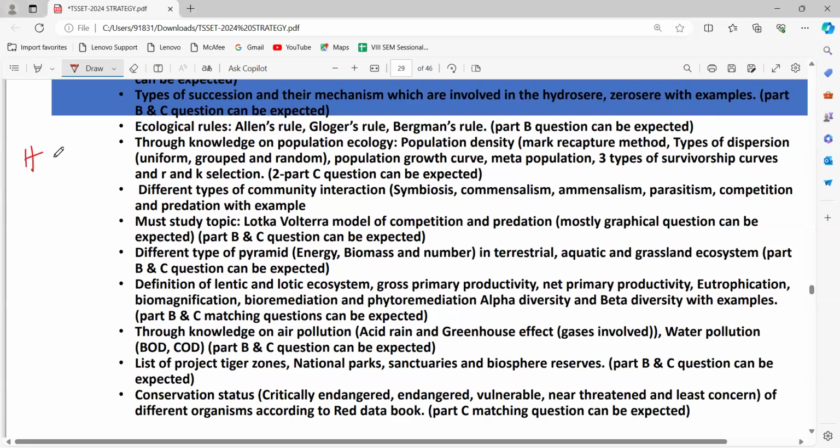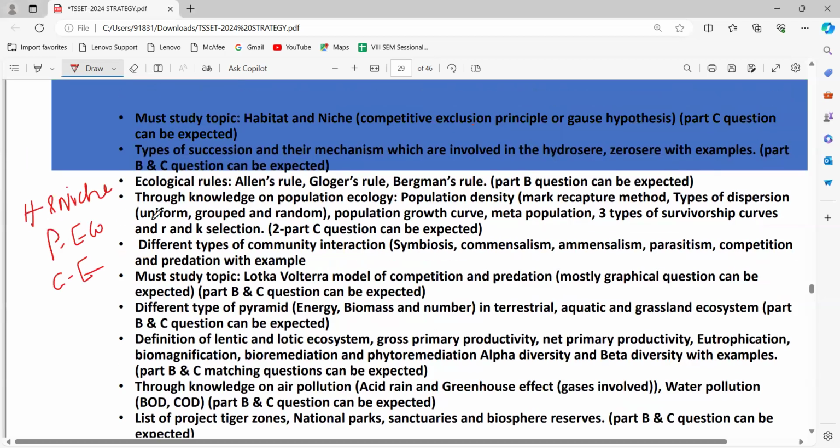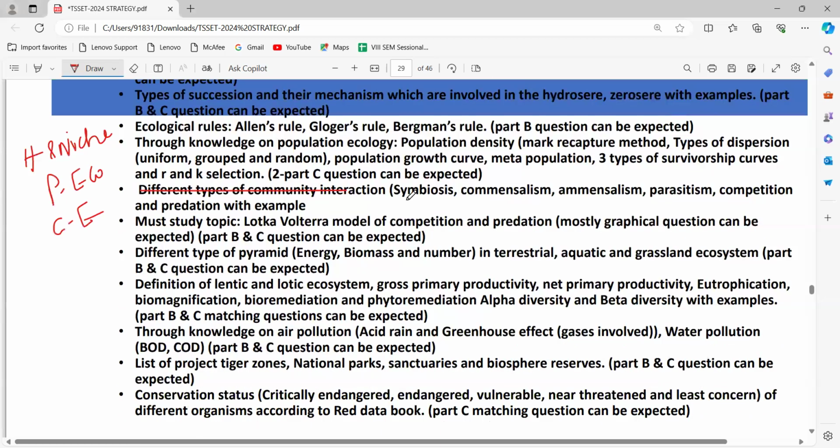You have to read about the individual, that is habitat and niche. You have to read complete population ecology. We have to focus on community ecology, such as community interactions, such as symbiosis, mutualism, amensalism, commensalism, predation, competition, all this. And you can expect numerical questions from population ecology.